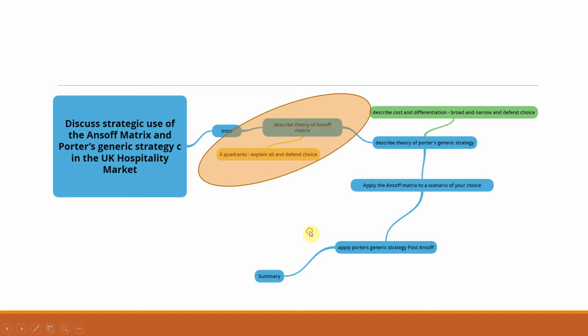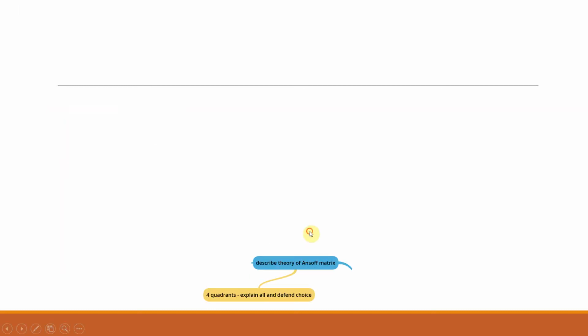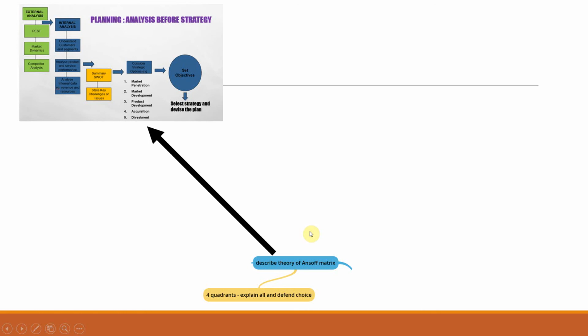First thing that you need to do, when you're talking about defining what Ansoff's theory is, is talk about where it sits in the linear planning and strategy model. So, Emily's question was, do you mention the bits before where it comes in?